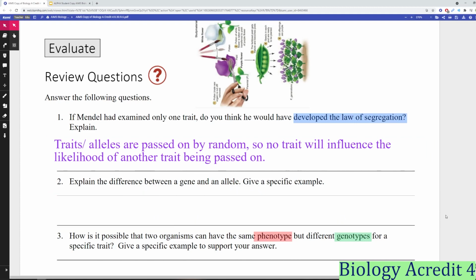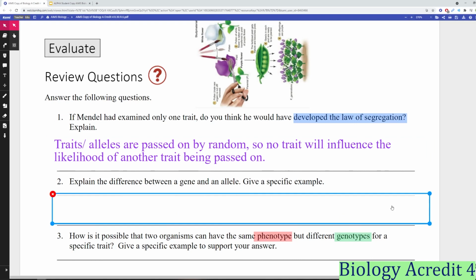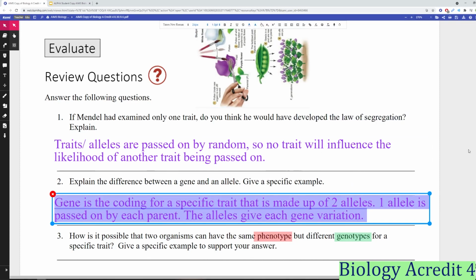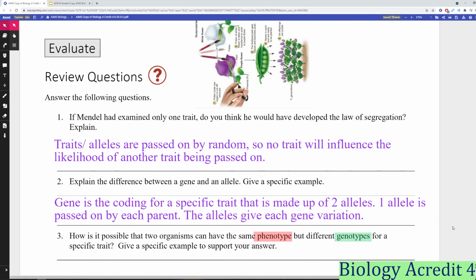For our second question, we're trying to look at the difference between, we keep throwing around these words, gene versus allele. So let's break that down a little more clearly. Whenever we're talking about a gene, that is coding for a specific trait. And so that trait is composed of two alleles. One allele is given by each parent that gives us that variation of the gene, of that physical trait.